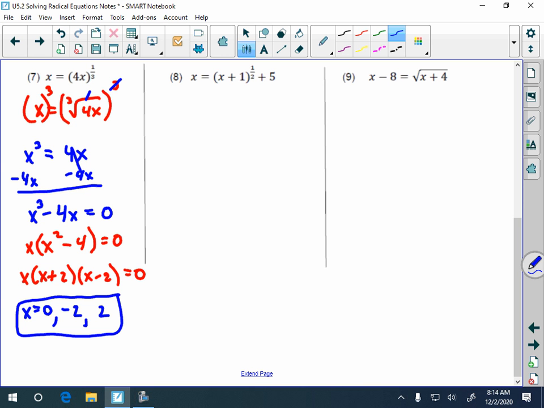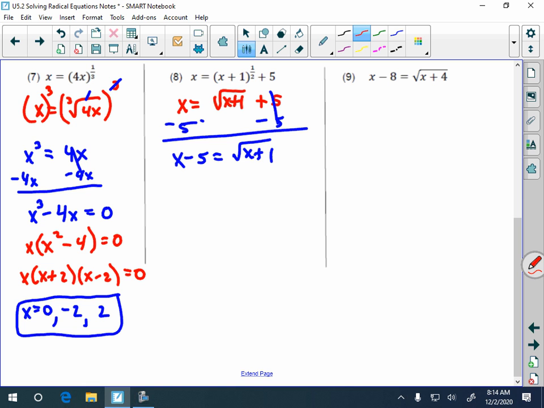All right, number 8. All right, so I'm going to change this to a radical. Square root of x plus 1 plus 5. I'm going to isolate the radical, so I'm going to subtract the 5 over. So x minus 5. Okay, you can't combine them. That's not the same as like negative 5x. It's x minus 5.